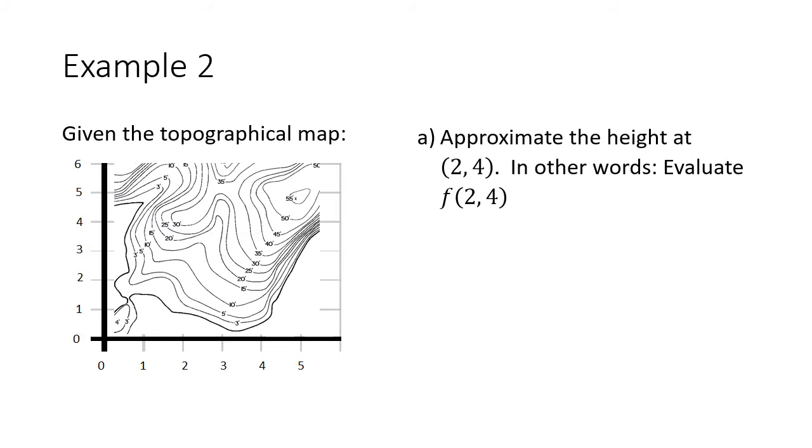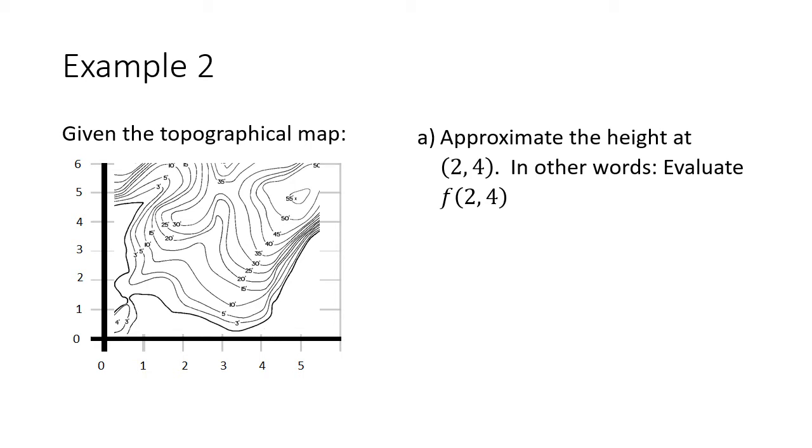So let's just do a brief example. So consider this topographical map. All right, and so you can see that this topographical map has a bunch of lines, and they all denote different heights. So you have 5 feet, 10 feet, 15 feet, 20 feet, 25 feet, and so on. And again, they're all connected. Every point that lies on those lines has the same exact height.